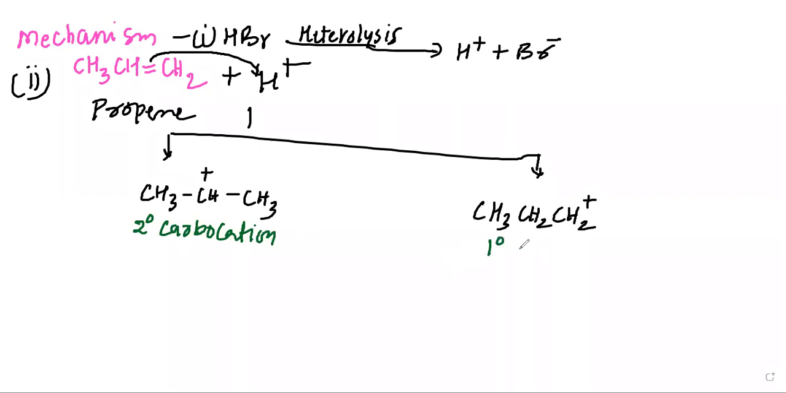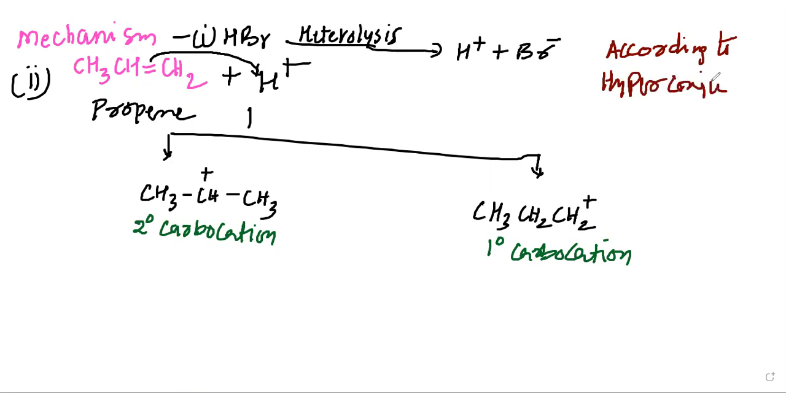This is the primary carbocation. Now please remember, my dear student, we have studied that according to the hyperconjugation, we have proved that the stability of secondary carbocation is more than the stability of primary carbocation. This is what happens, my dear students.